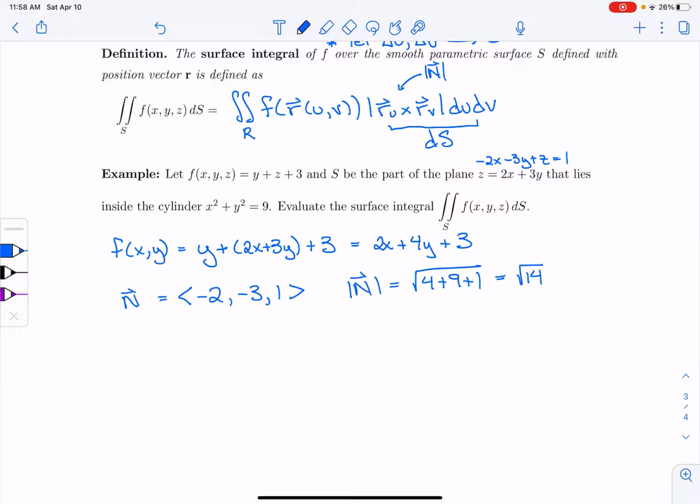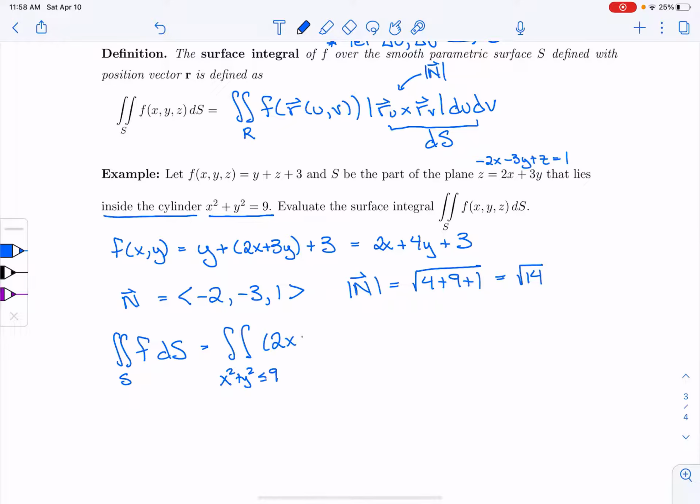Now I'm finally ready to set up my surface integral of f ds. That's going to be a double integral over the region that lies inside the cylinder, x squared plus y squared equals 9. So I'm going to write this as x squared plus y squared less than or equal to 9. I'm going to integrate the function f, which is 2x plus 4y plus 3. And then that's times the square root of 14, the magnitude of n, dx dy.